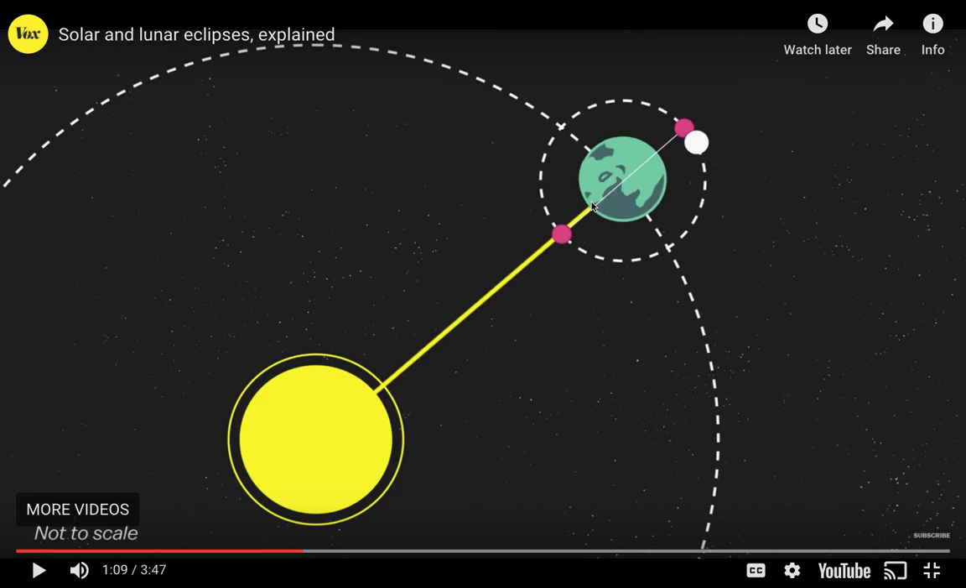There's actually people that go around chasing solar and lunar eclipses, going to all different parts of the world to catch solar and lunar eclipses.